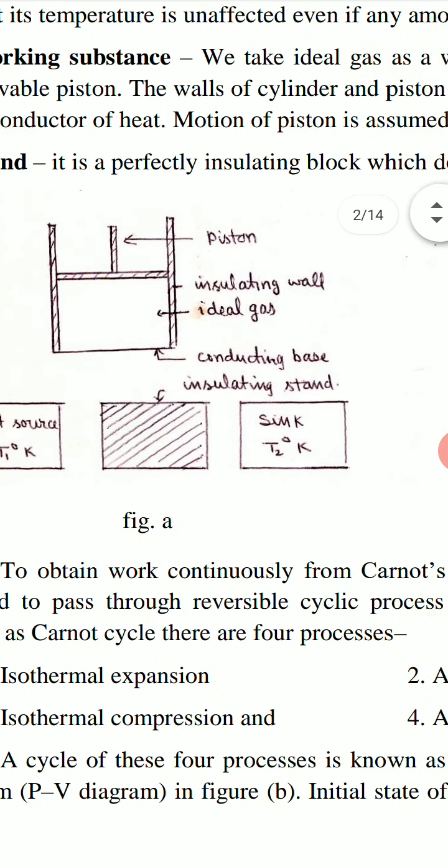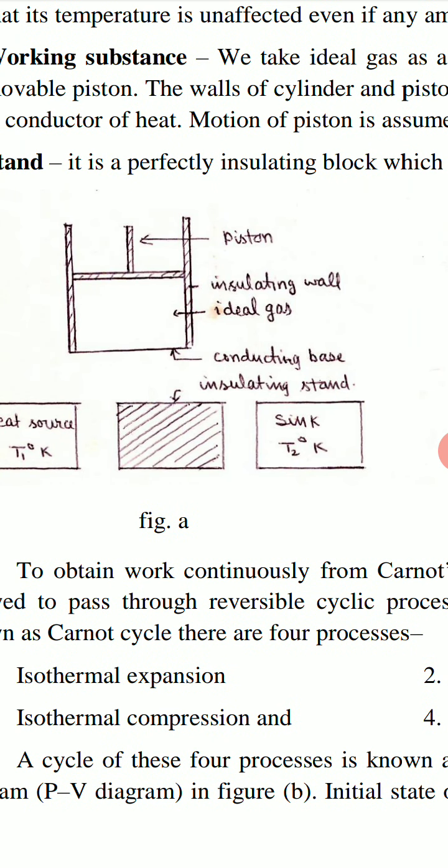Now this cylinder is put on insulating stand. Now all the walls outside ideal gas are insulating. No heat can enter inside the cylinder nor outside the cylinder. So there is no exchange of heat to the system, and now the gas is expanded. Piston is moved up. Now the process is adiabatic process because there is no exchange of heat.